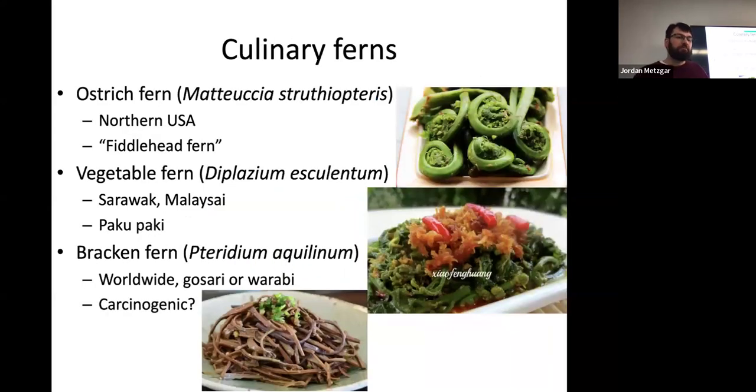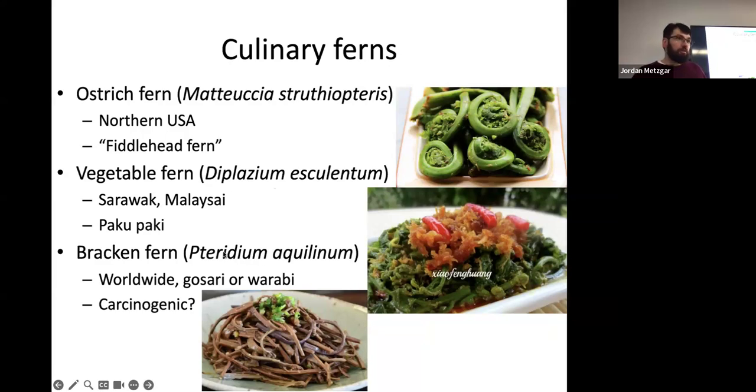So there are a few other things that are eaten. Those ostrich ferns, those are our main ones in the US, especially the Northeast. But then there's other things that pop up around the world. When I was in Malaysia, I had vegetable fern, Diplazium esculentum. And then bracken fern gets eaten in a lot of Eastern Asia.